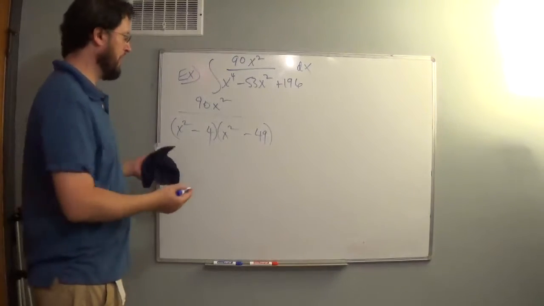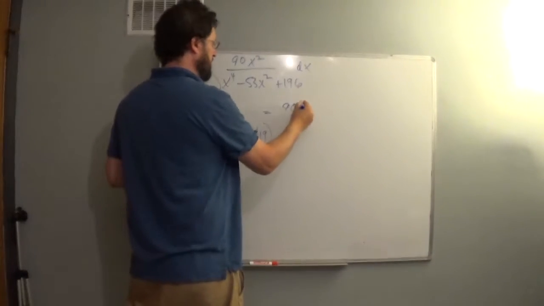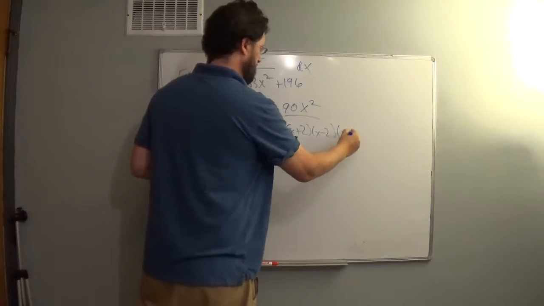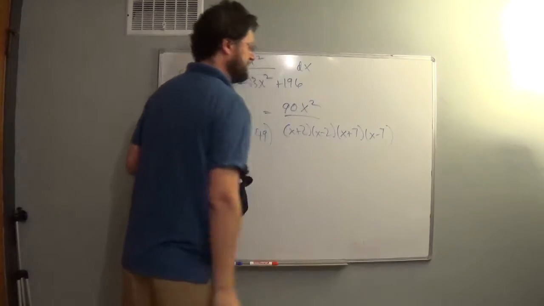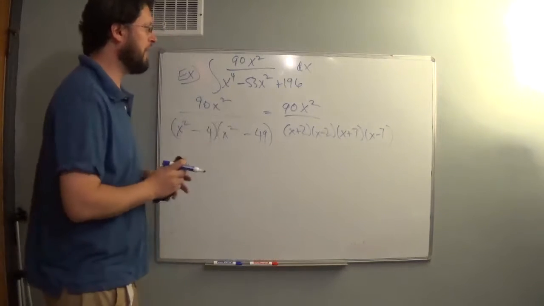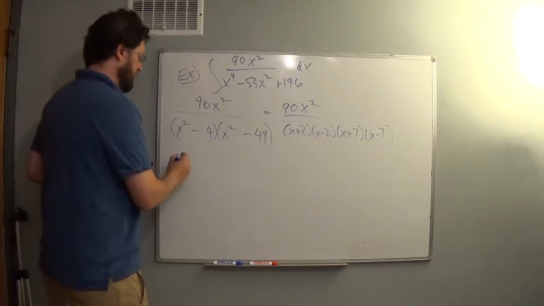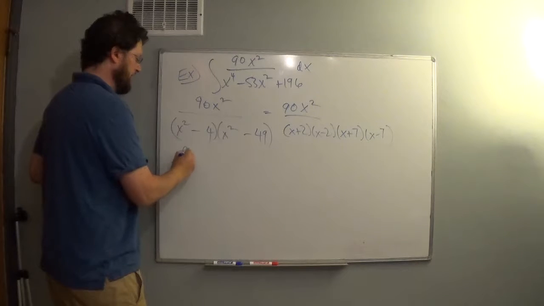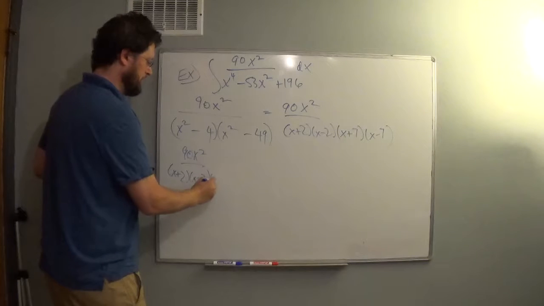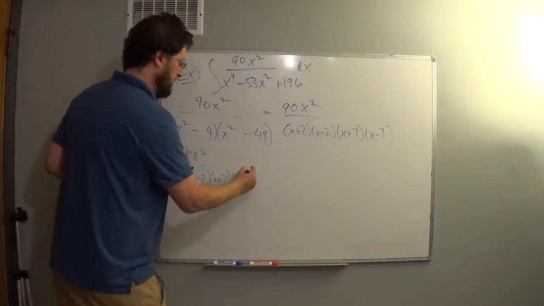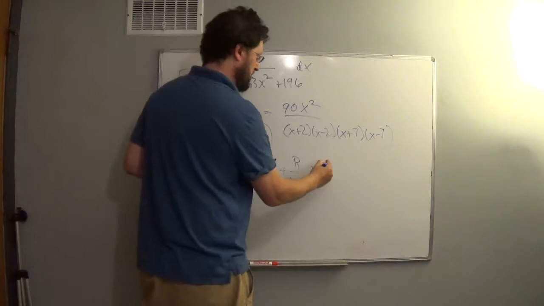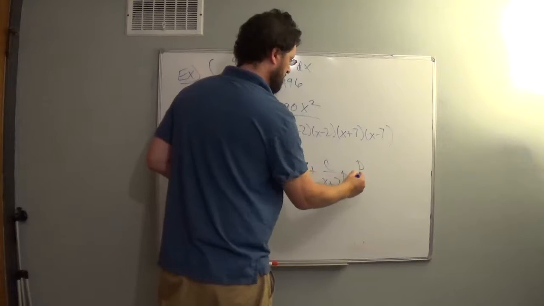And then we need to simplify and factor more if possible. So that's 90x squared over x plus 2, x minus 2, x plus 7, x minus 7. And that is the fully factored form of the denominator. And we need to break that up using partial fractions. So we get 90x squared over x plus 2, x minus 2, x plus 7, x minus 7 is A over x plus 2, B over x minus 2, C over x plus 7, D over x minus 7.